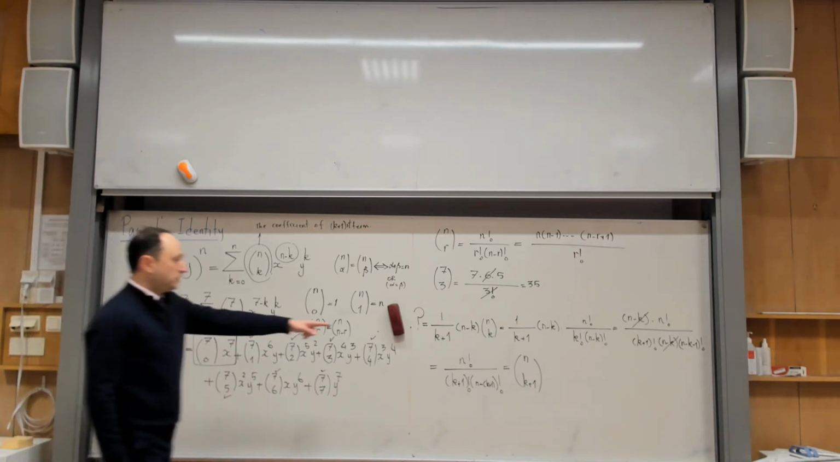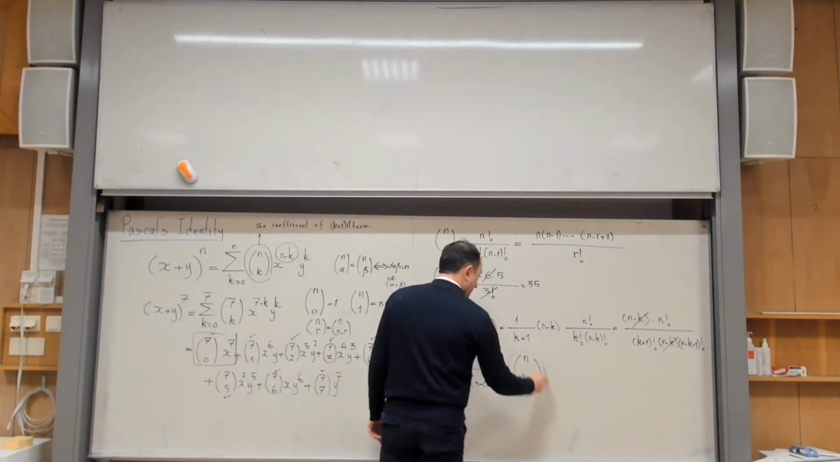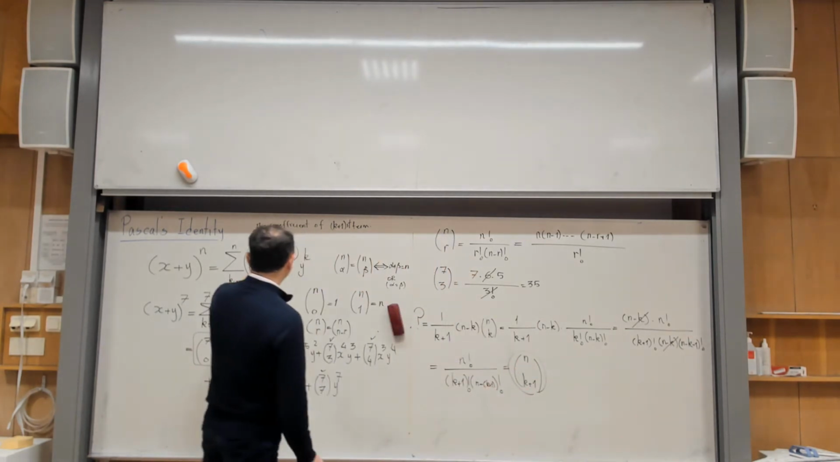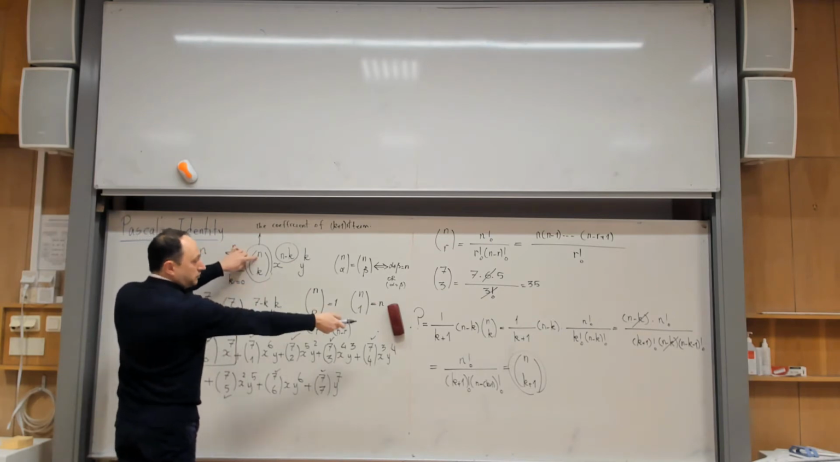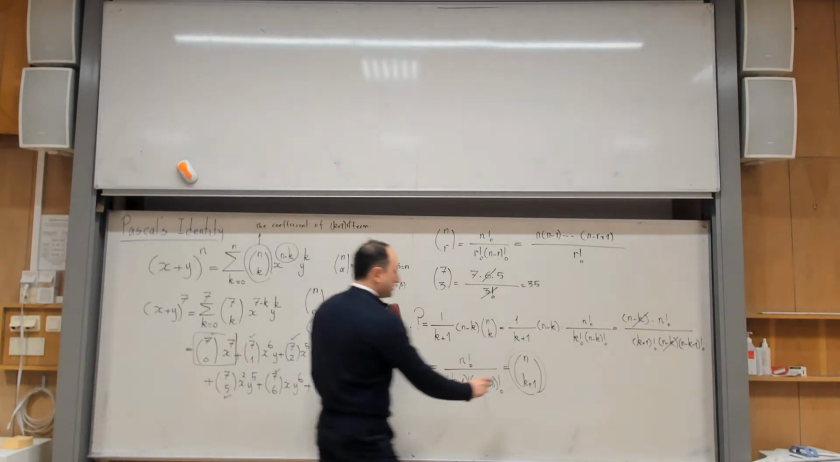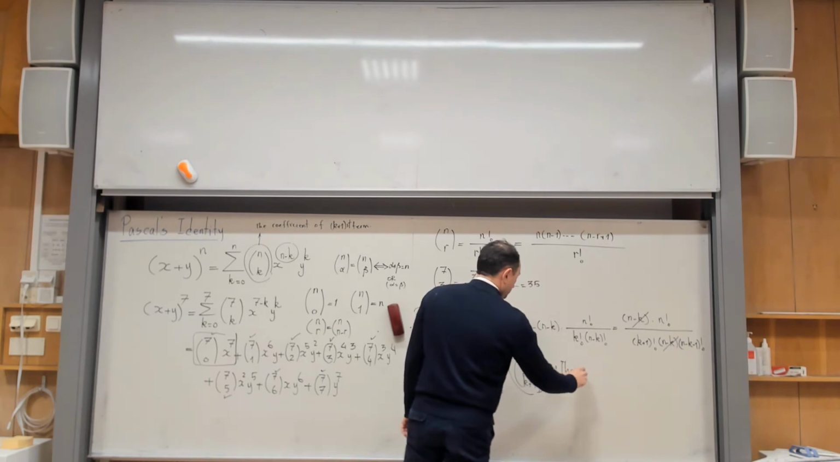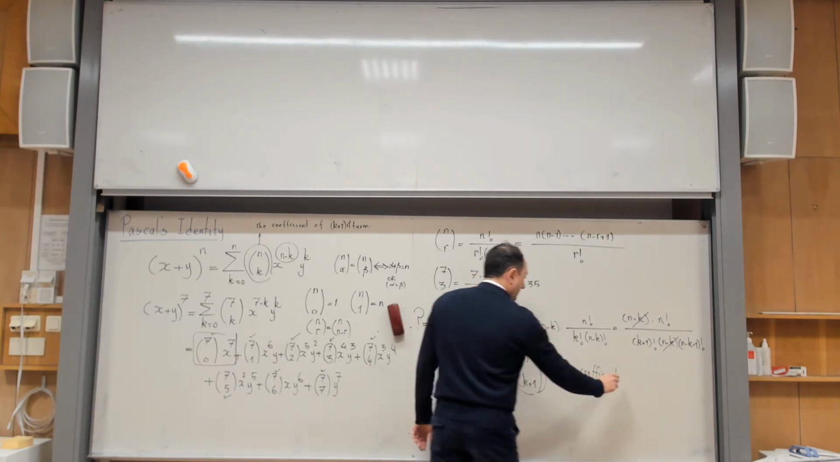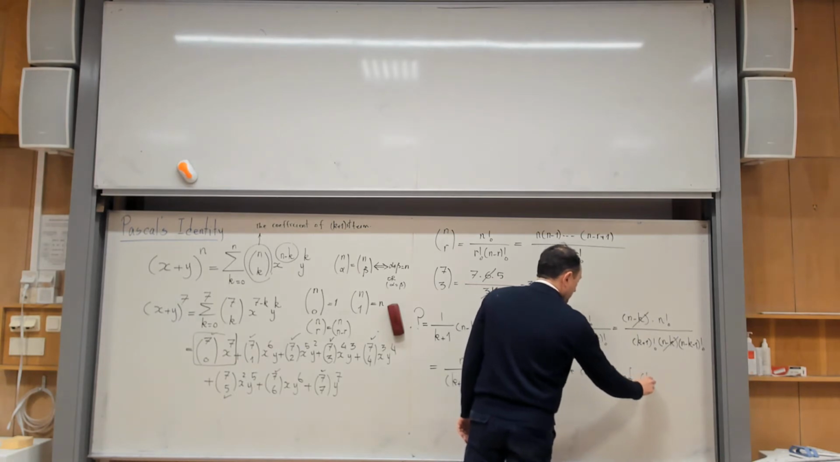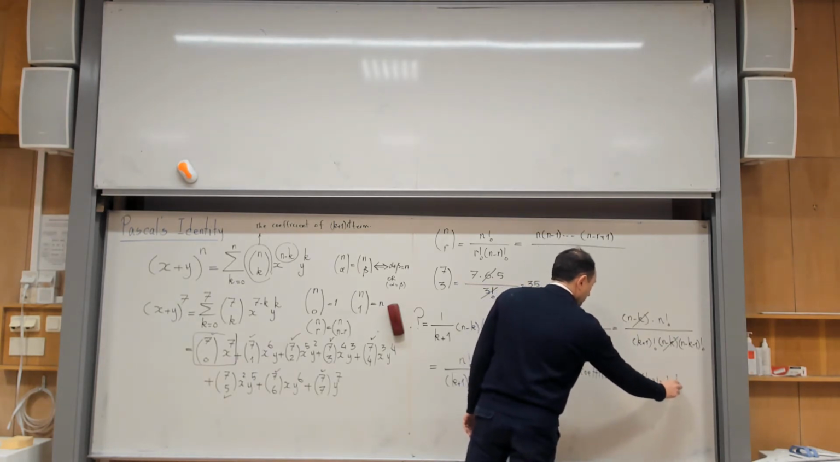But what is this one? Can you tell me what this one is? This is exactly the same one. If I increase k one more, this will give me that one. So that is the coefficient of the k plus second term. Yes?